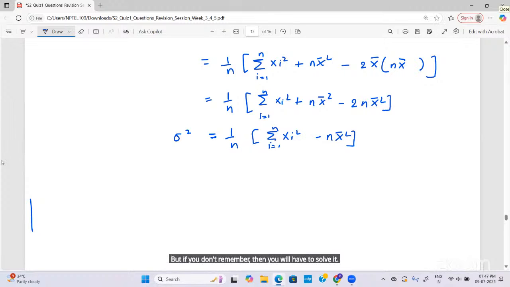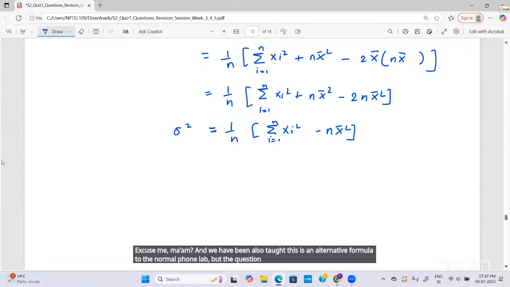Excuse me, ma'am. We have also been taught this as an alternative formula to the normal formula, but the question is in which sum to use the normal formula and which sum to use this formula, meaning different kinds of sums. Could you please give some advice?